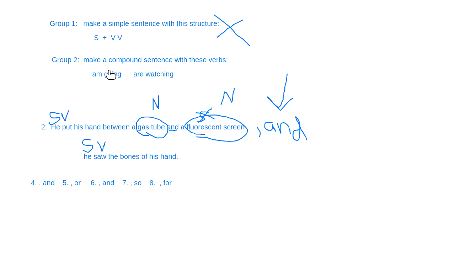Okay? So we're going to do 2 different groups of students. If you're in group 1, you're going to make a simple sentence with this structure: subject, verb, verb. And you'll have 5 minutes with your partner. You guys together, you make one sentence, and then you'll share it with the rest of the class. In group 2, you're going to make a compound sentence, and you have to use the verbs am going and are watching.